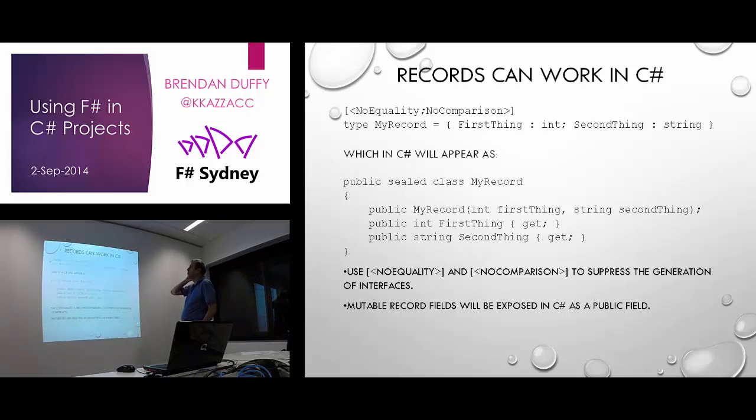Records can work fairly well in C#. This is from the component design guidelines on interop. So a record declared on the top will just appear as a C# class with some read-only properties. The no equality, no comparison attributes are just to suppress interfaces that F# would normally generate. There's no big deal about it. You can leave them there, you can take them out. If they're a bit surprising to C# developers, you can remove them. Mutable record fields become a public field. So records are pretty straightforward.